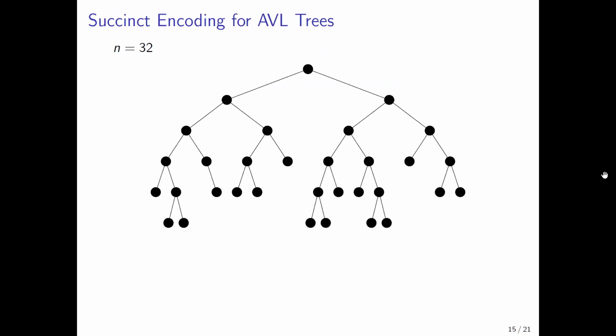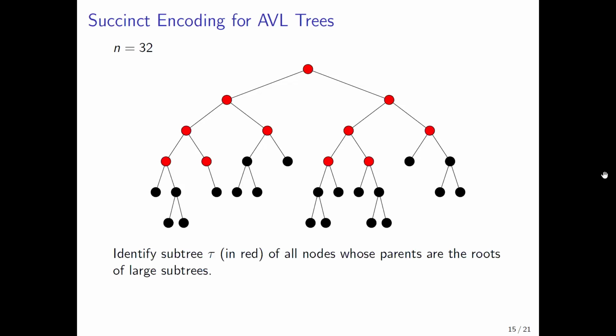So here's our encoding algorithm. We start with a large AVL tree, and we identify this subtree tau, where, loosely speaking, every node in our subtree tau is the parent of a large subtree. And I'll say the large subtree is a subtree that has size on the order of log n, but I didn't want to draw a tree with like 300 nodes. So here I've sort of fudged it a little bit. So large in this picture is 5 or 6 nodes.